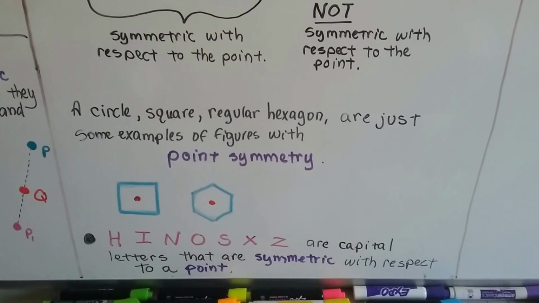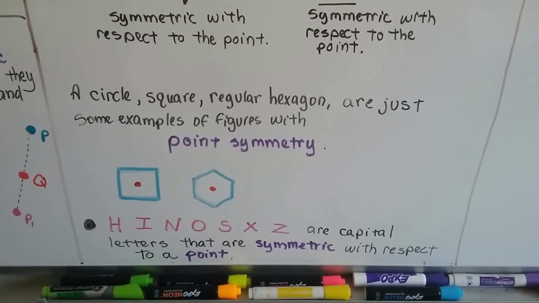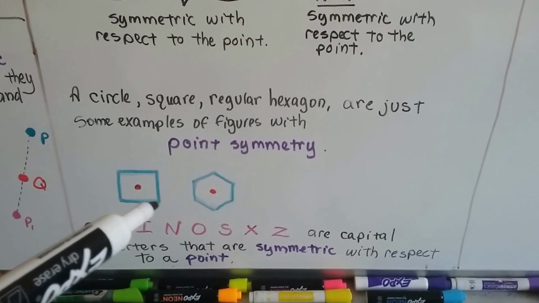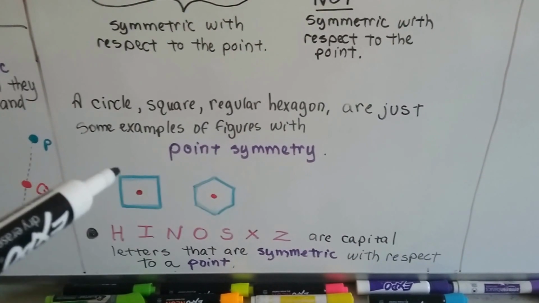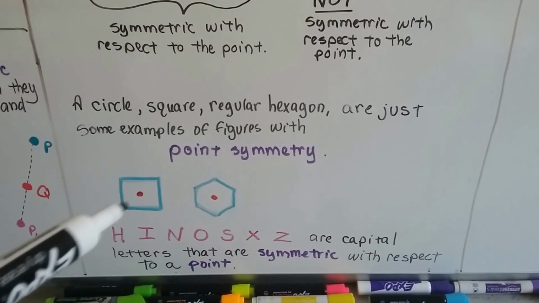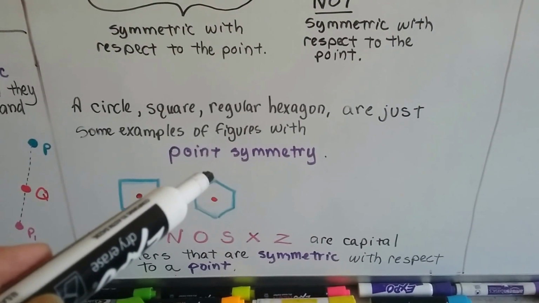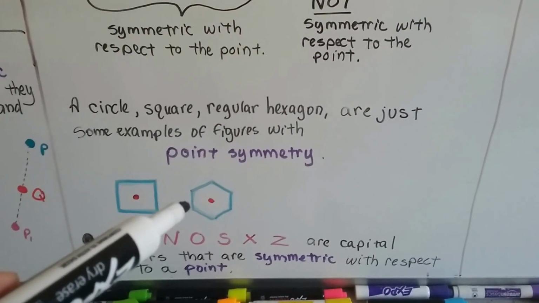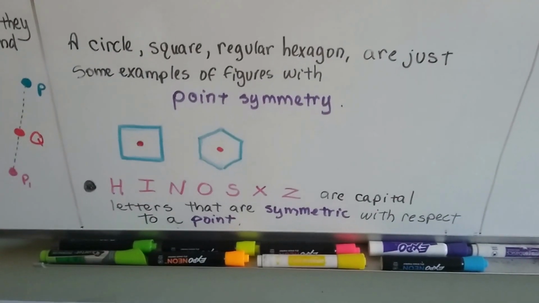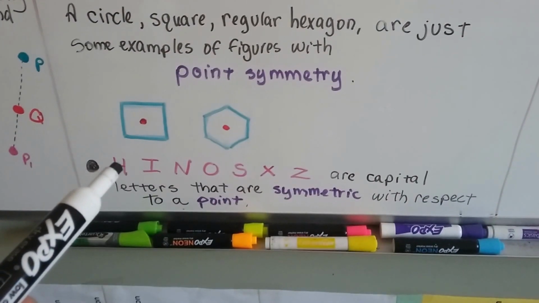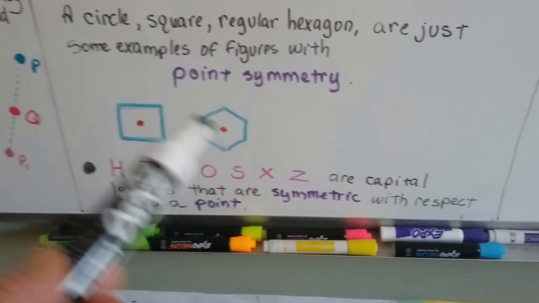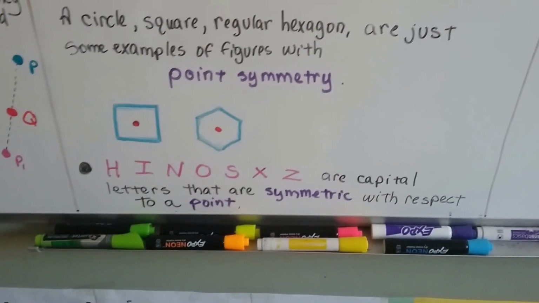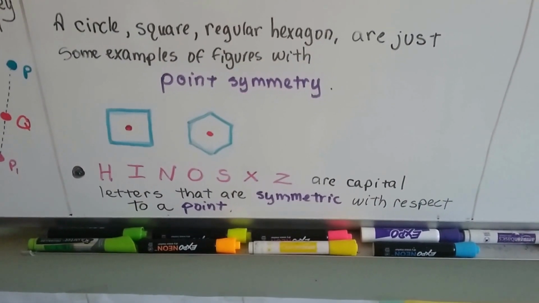A circle, square, regular hexagon, these are some examples of figures with point symmetry. Going from this vertex to this vertex, I can make a straight line through the center point, see? Or this vertex to this vertex makes a straight line. Or any vertex like this one to this one on the hexagon, see? Or this one to this one, I can go through the center point. And with capital letters, the alphabet, if we put a center point on each one of these and spun them around 180 degrees, the letters would look exactly the same. So these are symmetric with respect to a point, see?